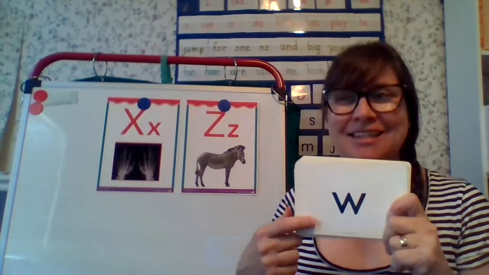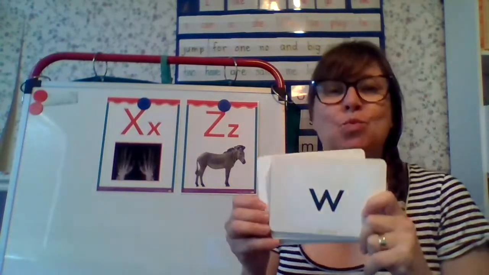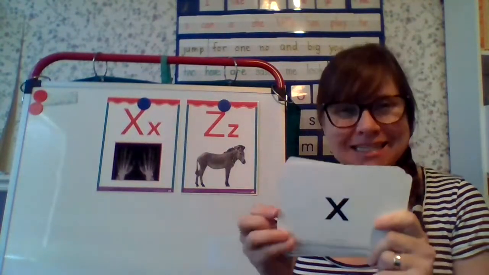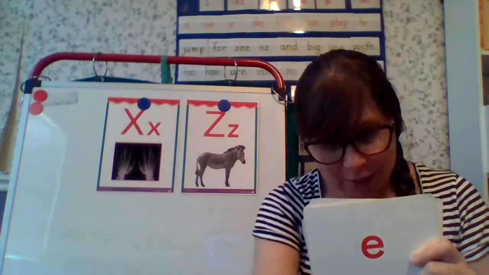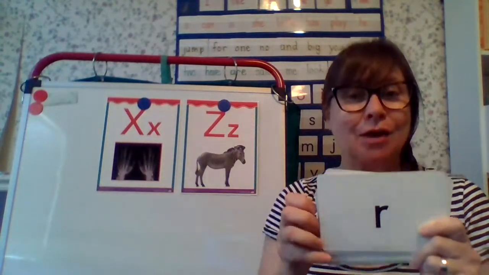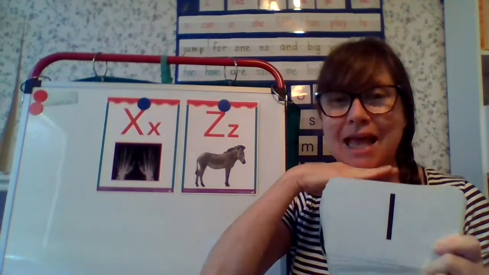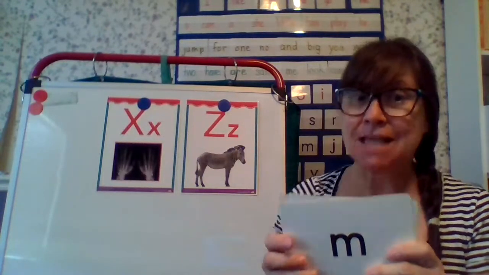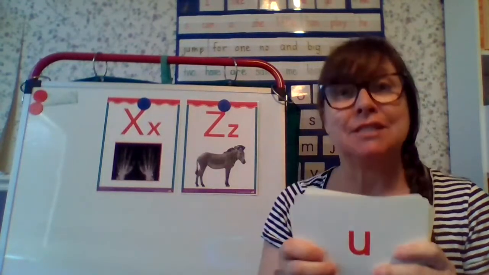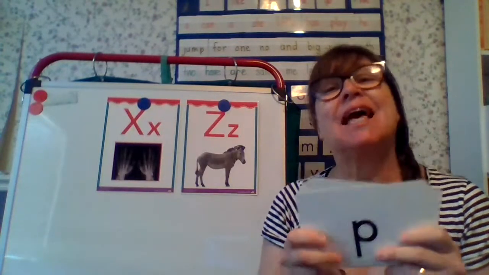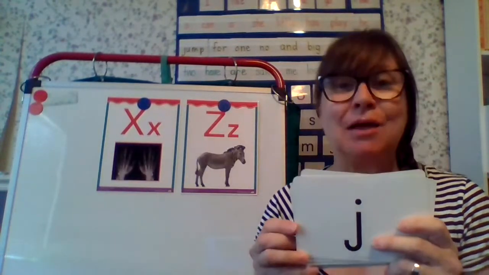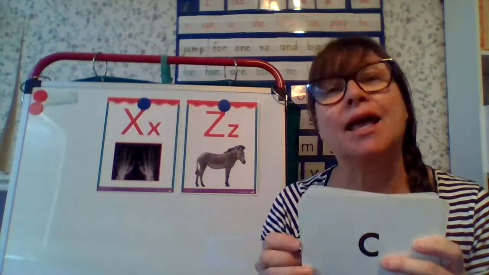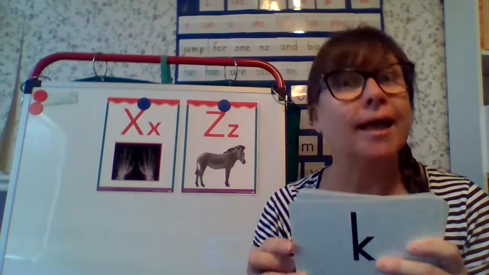Letter and sound. Here we go. Letter W sound W. Letter I sound I. Letter X sound X. Letter E sound E. Letter R sound R. Letter L sound L. Letter A sound A. Letter M sound M. Letter U sound U. Letter P sound P. Letter J sound J. Letter Y sound Y. Letter C sound K. Letter K sound K.